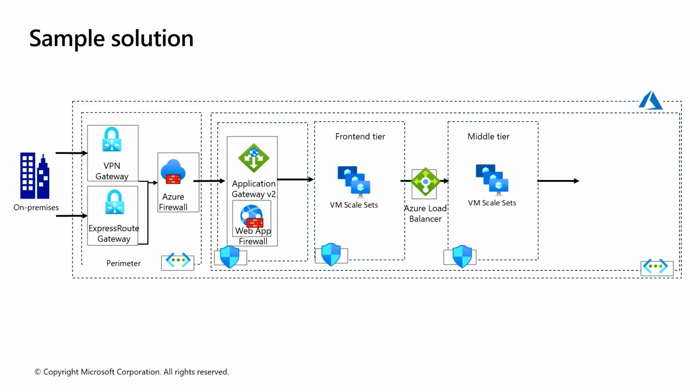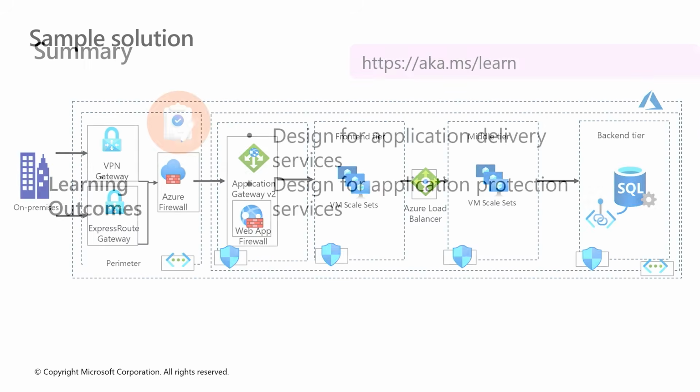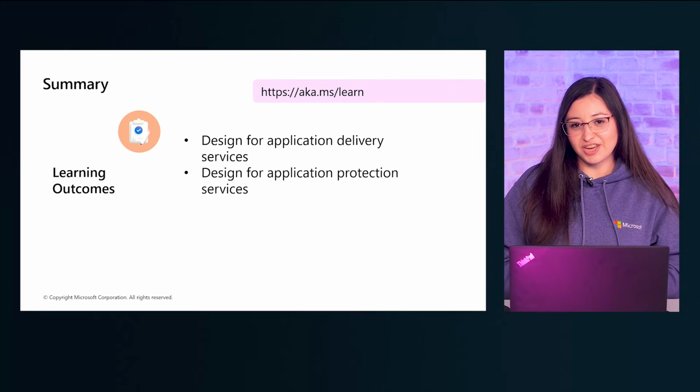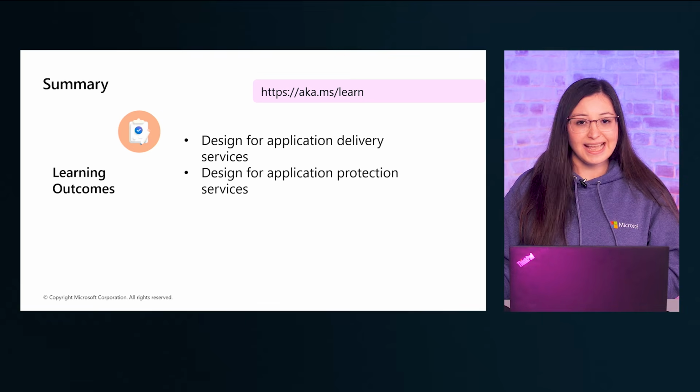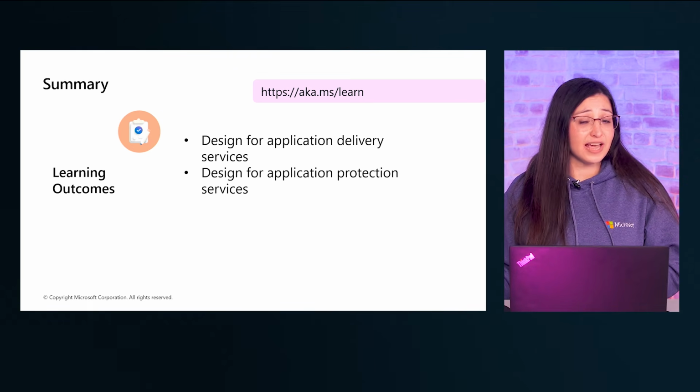Then we have our backend tier. Of course, we would like to protect it with a network security group. We can host our backend tier on a SQL database through a private endpoint. In this session, we have covered design for application delivery services and design for application protection services.